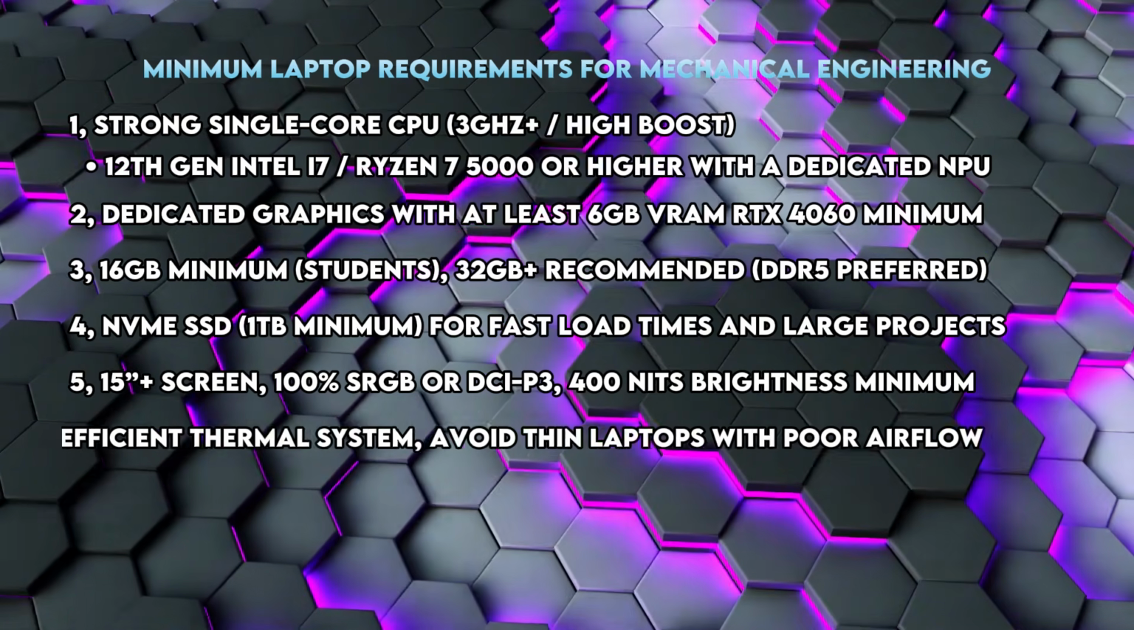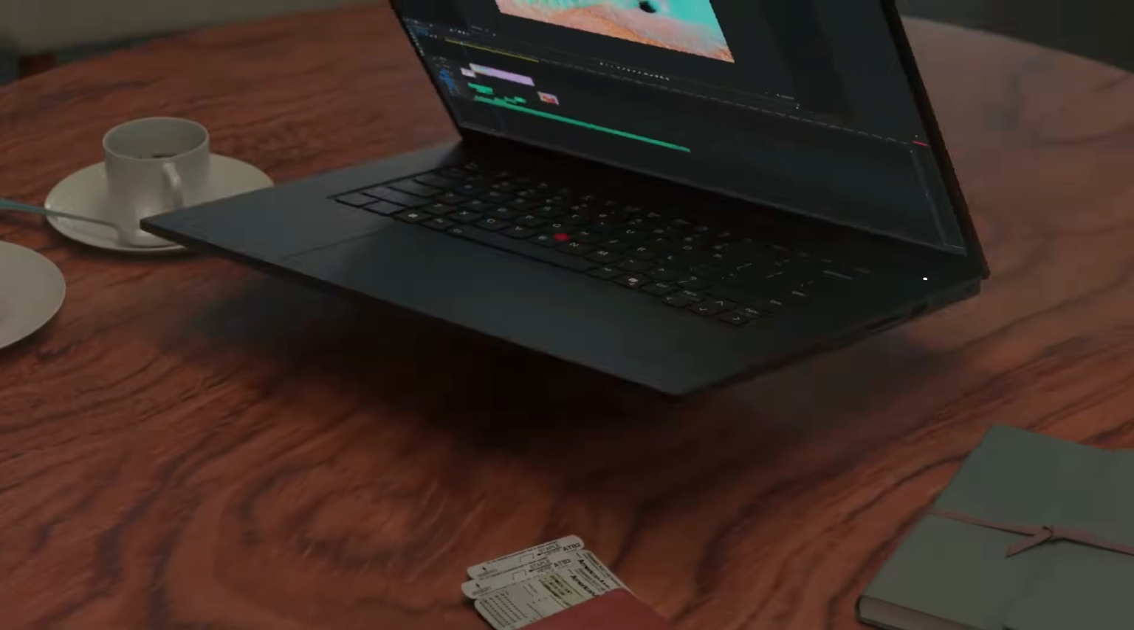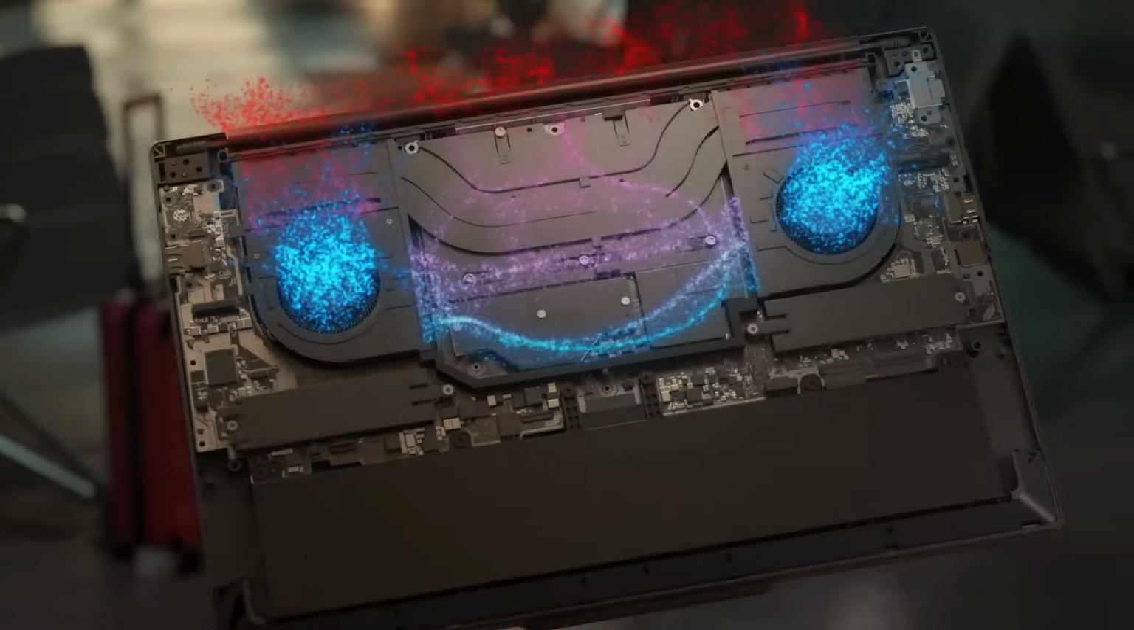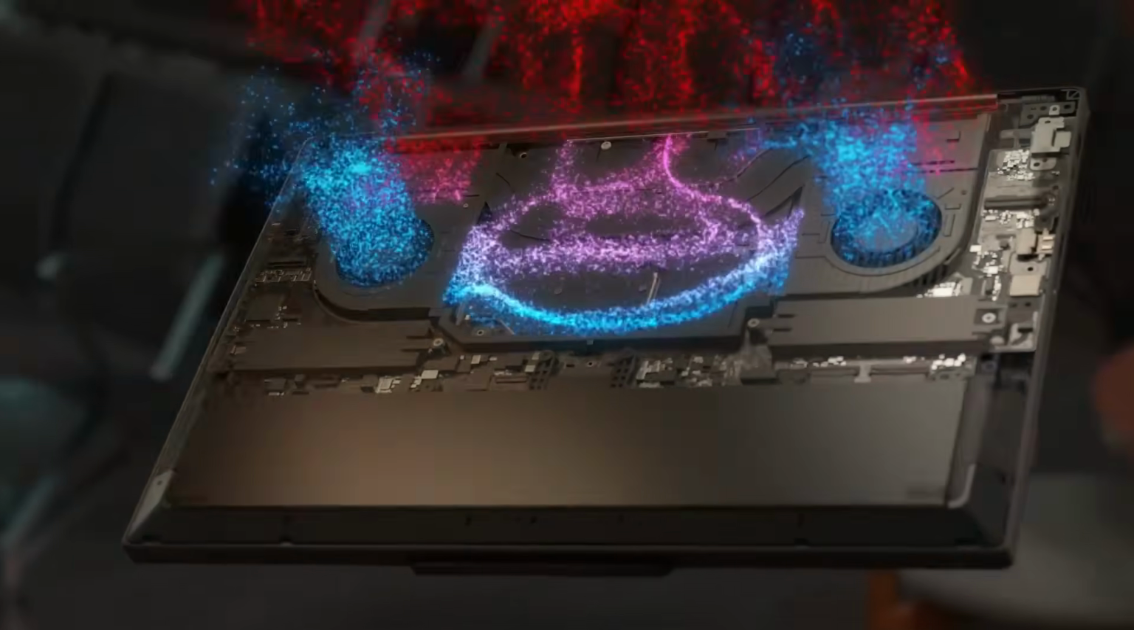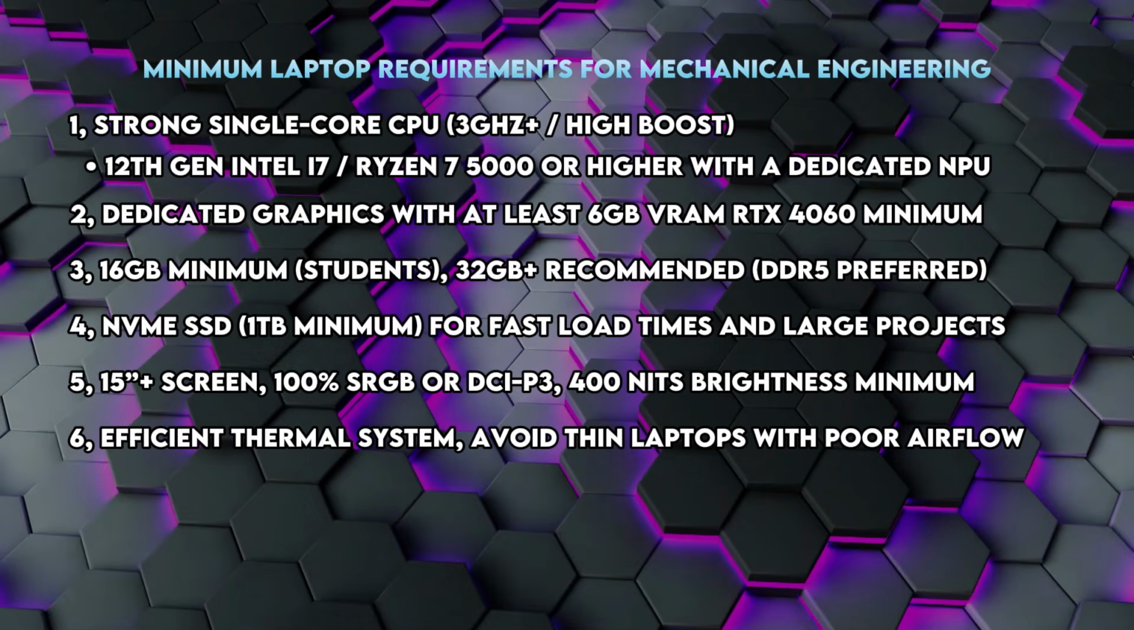Last but not least is thermal management. Engineering workloads put sustained pressure on your hardware. Avoid ultra-thin laptops unless they have exceptional cooling solutions like vapor chambers. A thermal-throttled i9 will often perform worse than a well-cooled i7.